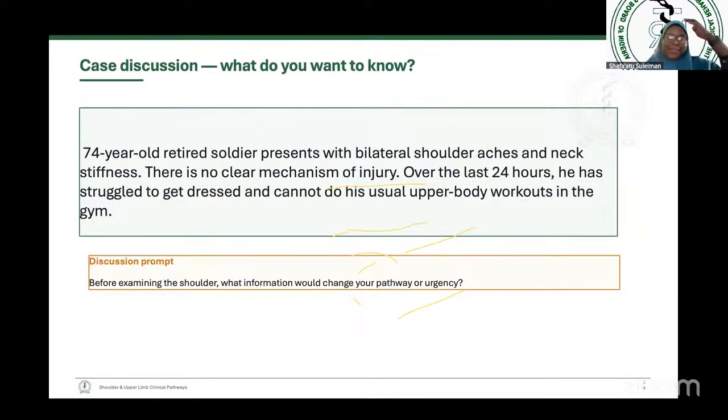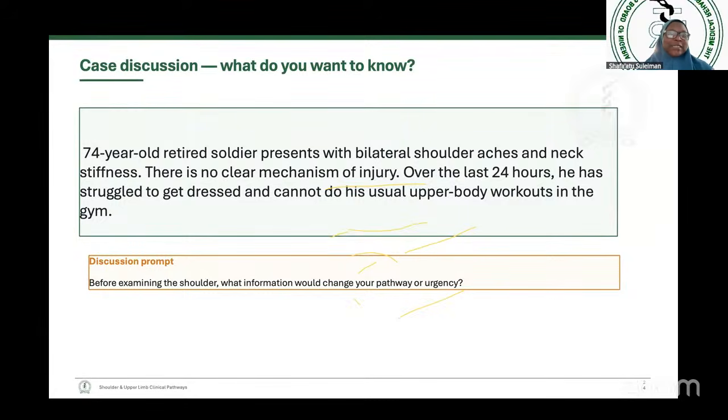have this case-based discussion. I don't know if the coordinator is going to unmute, and then we get to hear what the audience have to say about this.